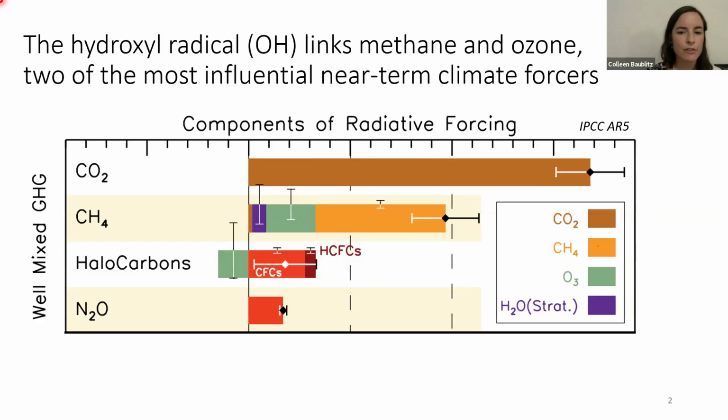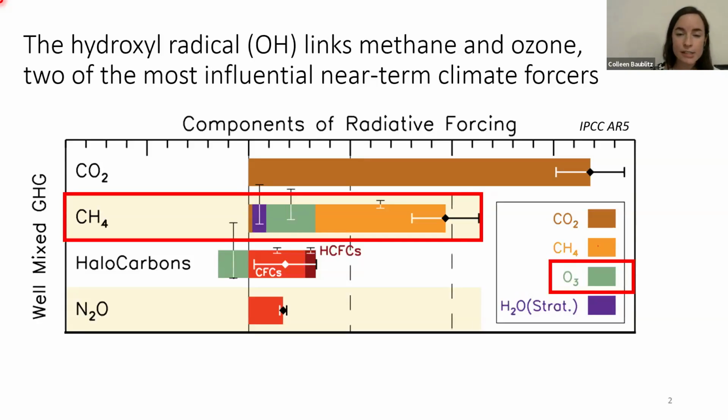And so here I'm showing a figure from the IPCC AR5 report in terms of the well-mixed greenhouse gas components of radiative forcing. And so I want to call your attention to methane. And so one of the reasons why methane is such a potent greenhouse gas is it's also a precursor to another greenhouse gas and air pollutant, tropospheric ozone. And so that's shown by the turquoise part of this plot.